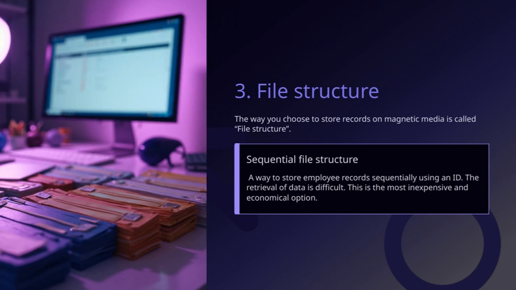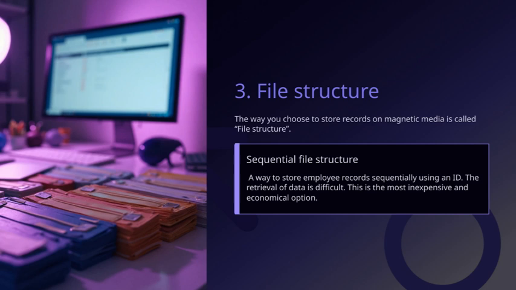This brings us to the concept of file structure, which is essentially about how we decide to store these records on magnetic media like a hard drive or tape. The way we organize the data impacts how efficiently we can access and manage it. In this context, the sequential file structure is one of the basic methods. It's cost-effective and simple, but may not be the best choice when quick data retrieval is a priority. Understanding these options helps us make informed decisions based on our specific needs, whether it's cost, speed, or ease of management.